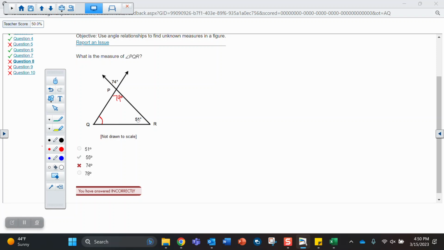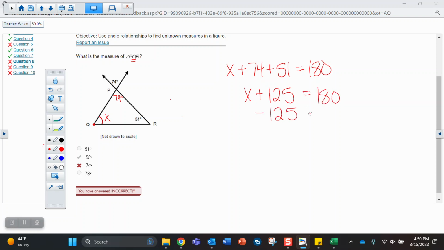But PQR, remember this middle letter is the vertex of the angle. So now I'm going to take x, I'm going to call that one x because I don't know it, plus 74 plus 51 and set that equal to 180. Again, the three angles in a triangle add up to 180. So x plus, let's see, that's 125 equals 180. We're going to subtract 125 from both sides, and we get x equals 55. So angle PQR is 55 degrees.